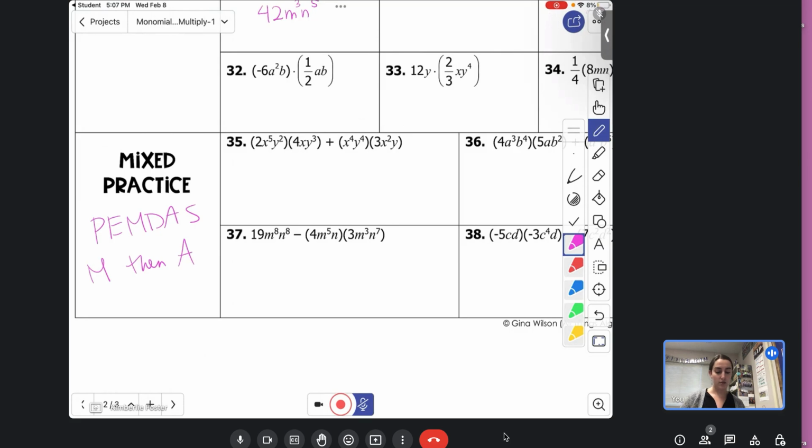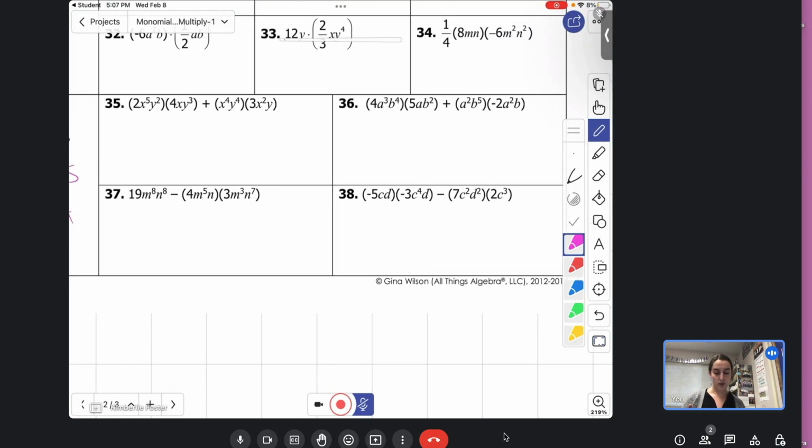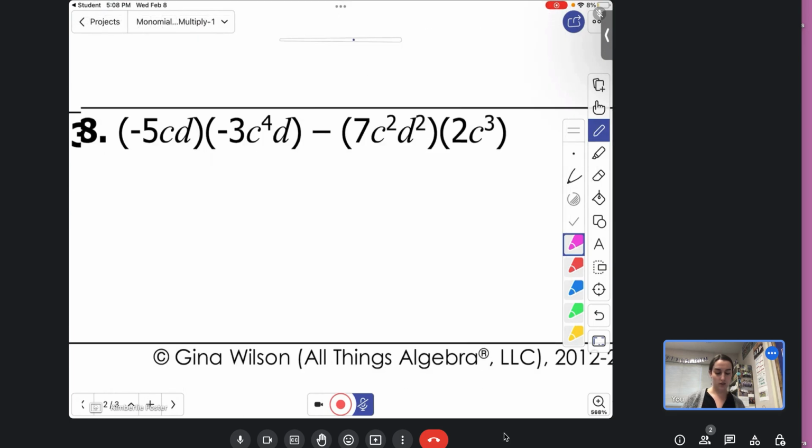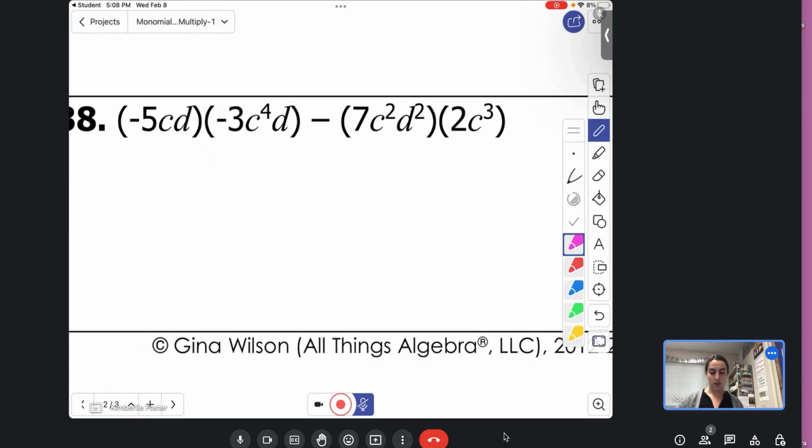Okay, I think I have time to do one of these. Which one? Let's do a subtraction, because usually students struggle with those. -5 and -3 is 15. Put all your invisible ones. Invisible 1, invisible 1. C to the 5th, D squared. Minus 7 and 2 is 14. C to the 5th, D squared.